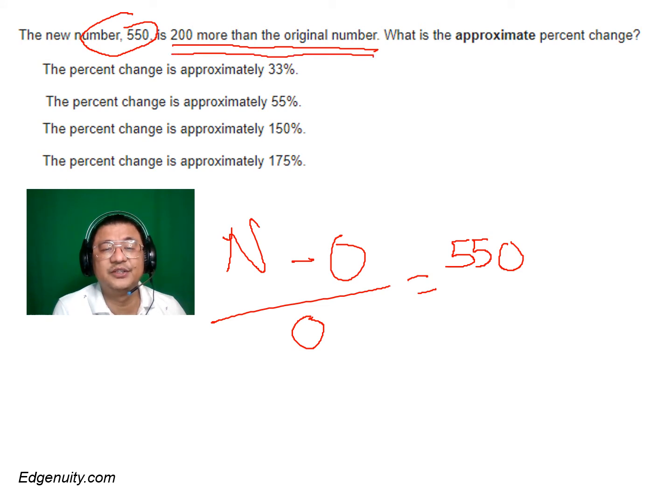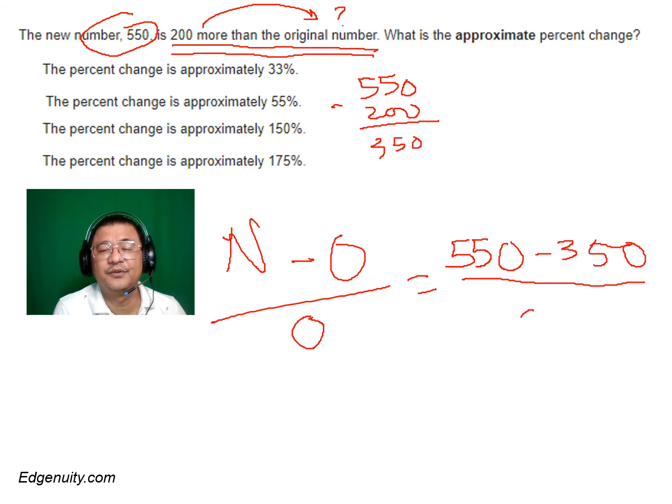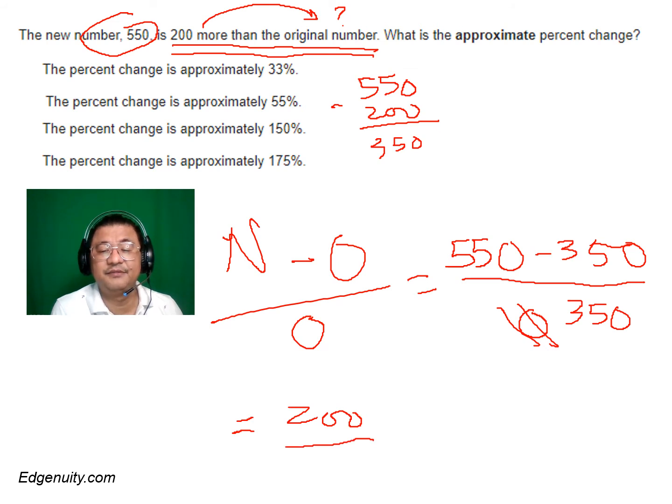Is 200 the original number? Are you sure? No. 550 was 200 more, so take away the 200. That becomes 350 over old. And what is our old number? 350. The original number is the old number. So you know that the difference is 200 on top, divided by 350 because it's the old or original number.